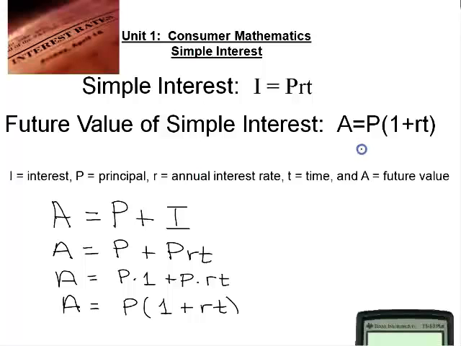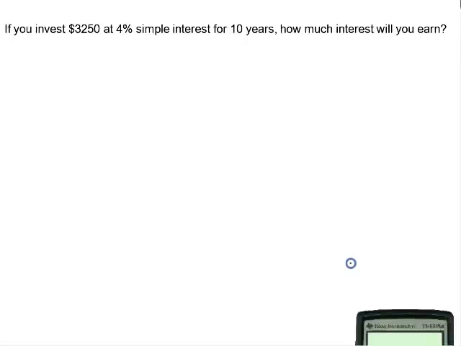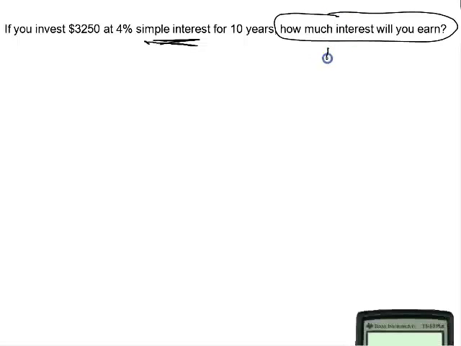Well, let's look at some applied problems involving simple interest. Our first problem is, if we invest $3,250 at 4% simple interest for 10 years, how much interest will we earn? Well, we have to look for some keywords when we read these problems. Keywords here involve simple interest, so we know we need to use a simple interest formula, but we have two of those, so if we continue looking for keywords, the question says, how much interest will we earn? So we're looking for interest. We want I.